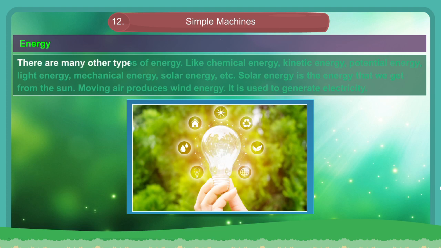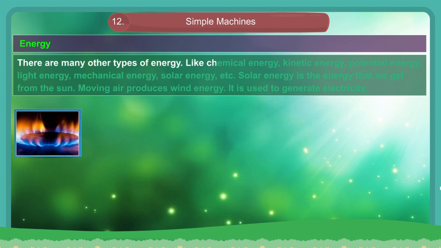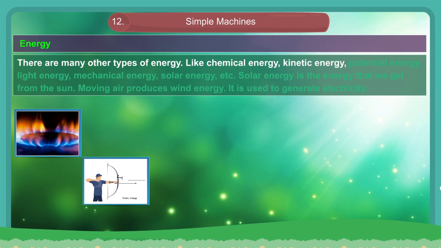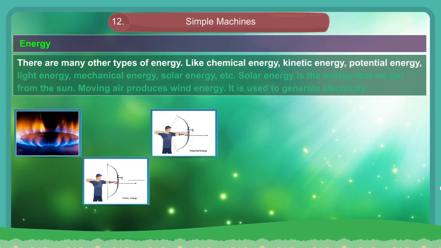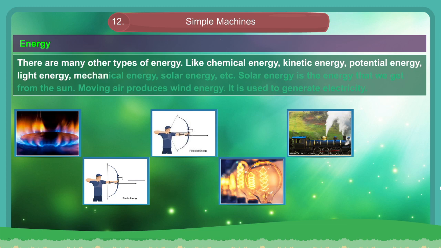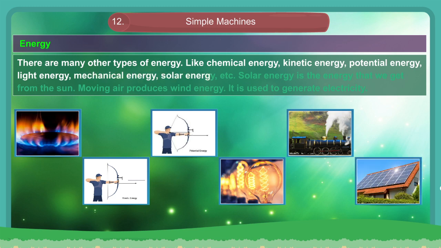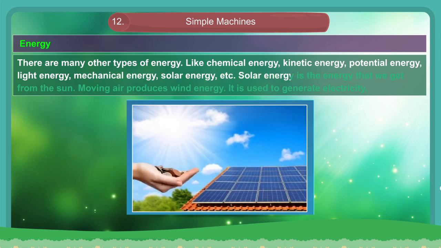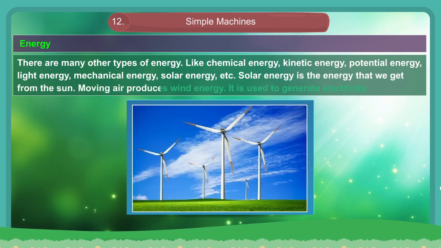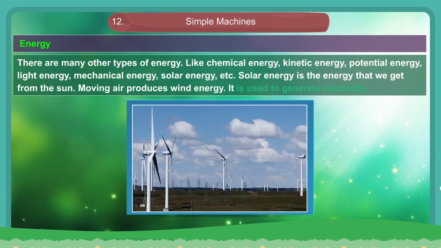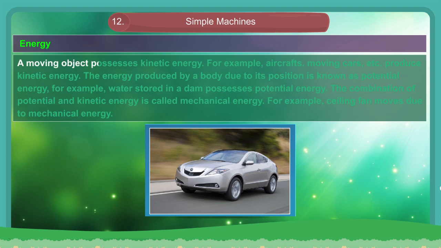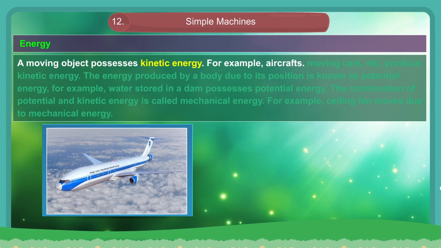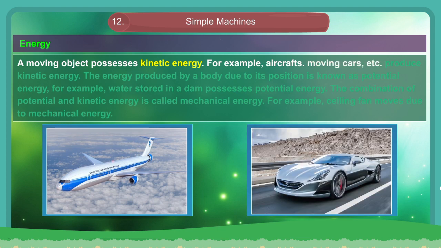There are many other types of energy like chemical energy, kinetic energy, potential energy, mechanical energy, solar energy, etc. Solar energy is the energy that we get from the sun. Moving air produces wind energy. It is used to generate electricity. A moving object possesses kinetic energy. For example, aircrafts, moving cars, etc.